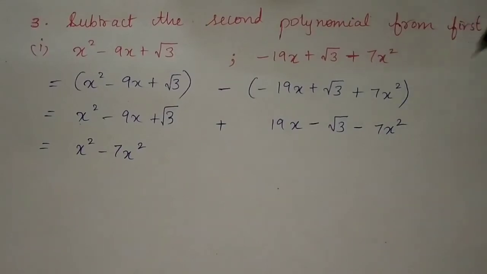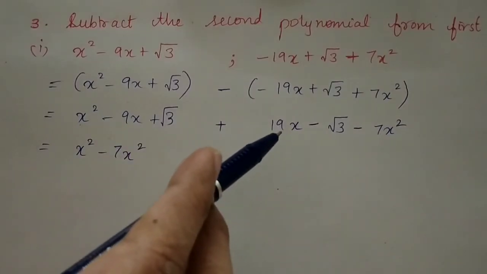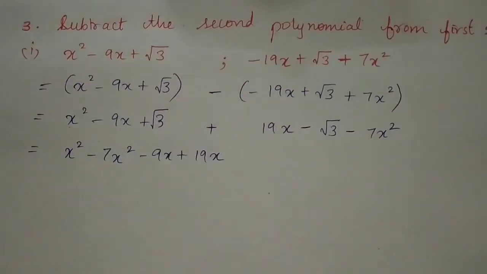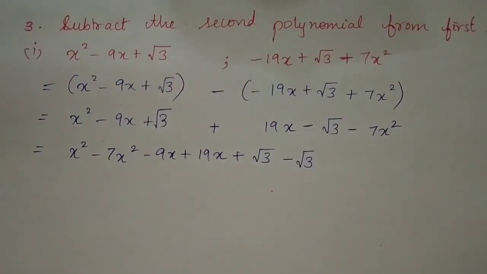After x square, what will come, children? After x square will come x. So here it is minus 9x and here it is plus 19x. So that we will write here like this. And lastly the numbers. So what are the numbers here? Root 3 and minus root 3. So we'll write like that.